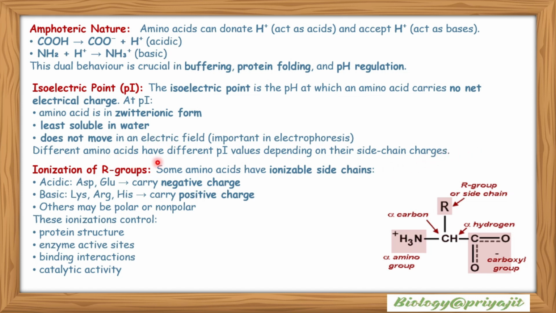Ionization of R groups. Some amino acids have ionizable side chains. Acidic amino acids are aspartic acid and glutamic acid. They carry negative charge. Basic amino acids, lysine, arginine, and histidine, carry positive charge. Others may be either polar or non-polar. These ionizations control protein structure, enzyme active sites, binding interactions, and catalytic activity.